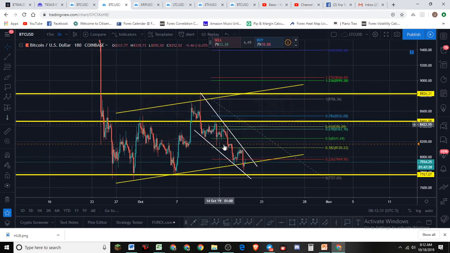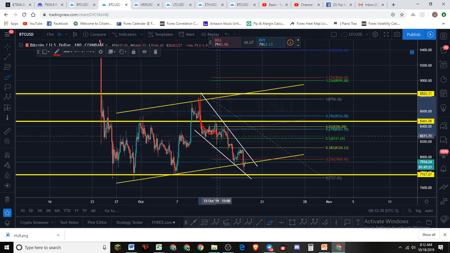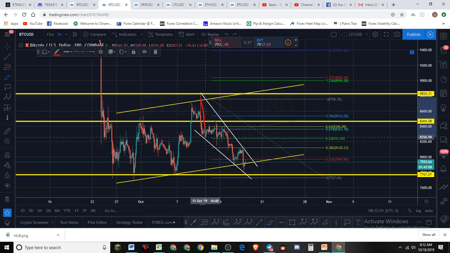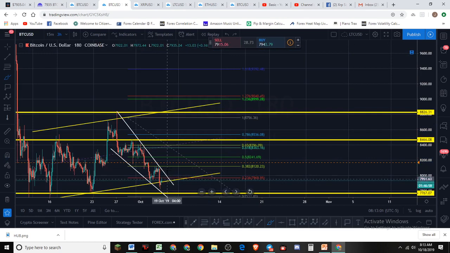So we need to see three waves down to it. Need to see three waves. So I don't think it's finished completely, though it could be. My take on it is that it's not finished. So looking for one more push down. If we don't get it, watch for the break of the upper trend line here. Watch for that break of the upper trend line, and that might be a good place to go long, or just wait for it to come up here.